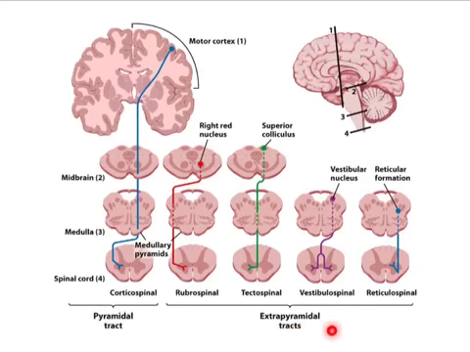You have several extrapyramidal tracts. You have your rubrospinal. Rubro is for red. So here you have the red nucleus in the midbrain, and these neurons originate here and send projections down. They cross over immediately and send projections down just lateral to the pyramids and synapse on the spinal cord here.